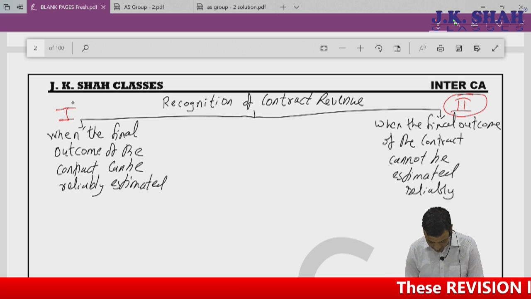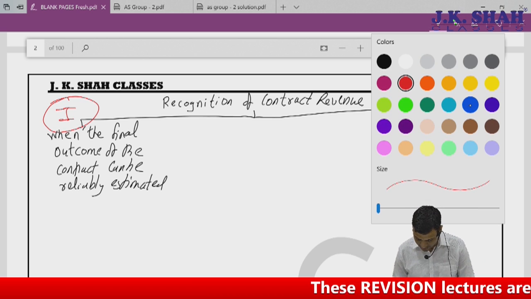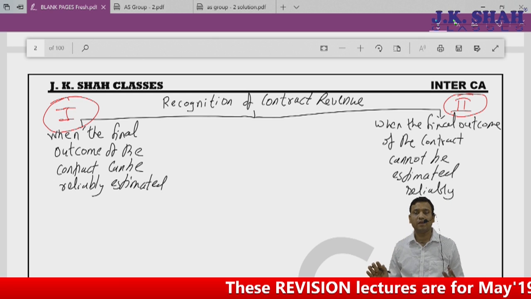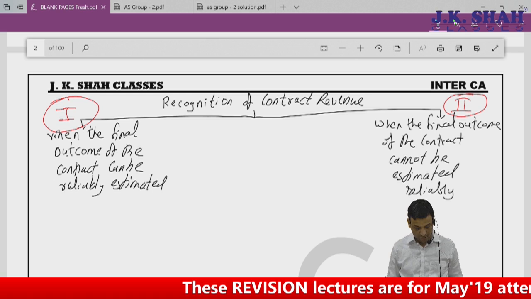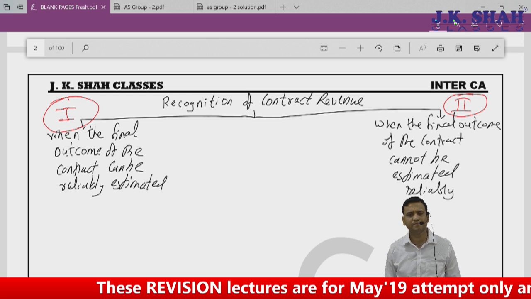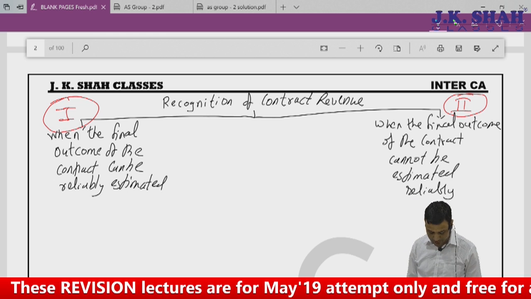How should you recognize revenue when the final outcome cannot be assessed or estimated reliably, and what is to be done when the final outcome of the contract can be estimated?